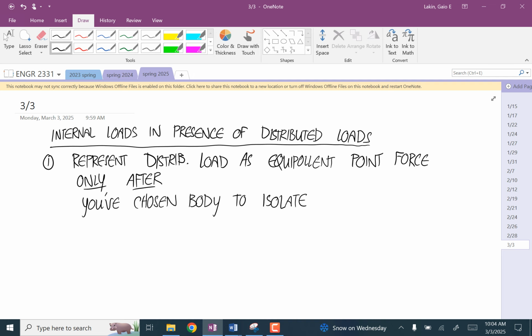So partly what this means is, for example, if you're representing a weight force as a distributed load, you can't say that weight force acts at the middle and then do your cut, okay? You do your cut, and then you say the weight force acts in the middle of the cut, okay? That's a pretty common mistake for people to make.